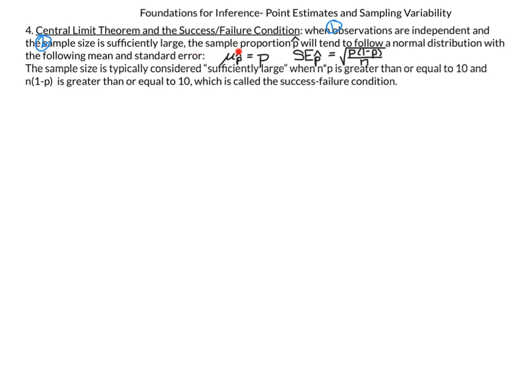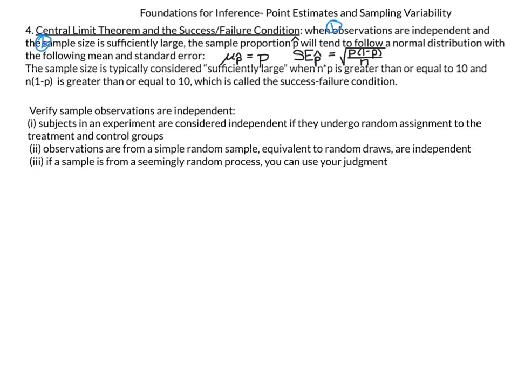The mean, that's the mu of p hat, will equal p, our population parameter. And the standard error of p hat is equal to the square root of p times 1 minus p over n. Now let's take a closer look at these two conditions that must be met in order to use the central limit theorem on our samples.